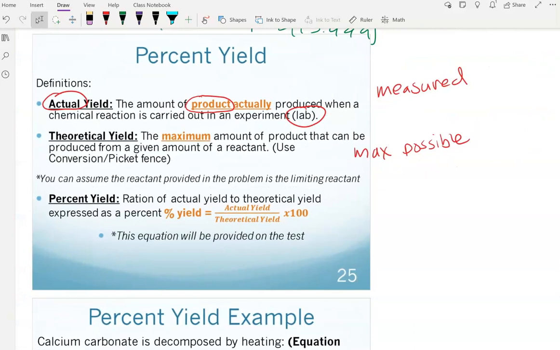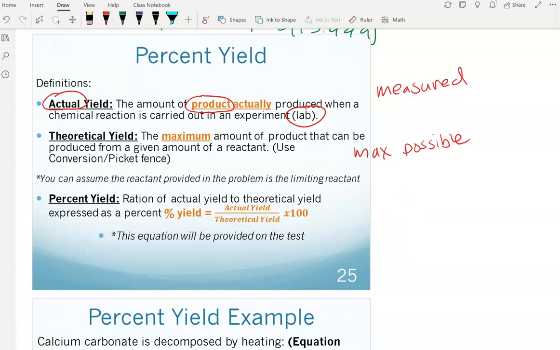And so obviously if you get 100% yield, that's great. That means you made all of the product that you could have possibly made. But that usually doesn't always happen doing things in practice. So if you get close to 100%, like 99%, 98%, that's still really good because you're still getting pretty close to the maximum amount possible of product you could have made.